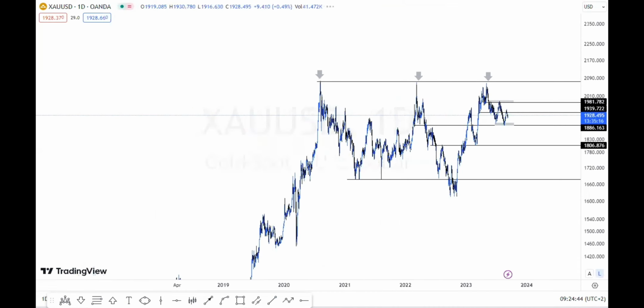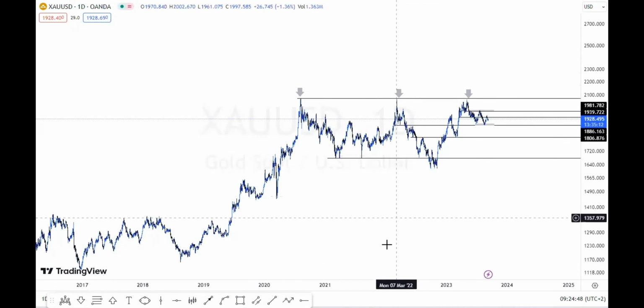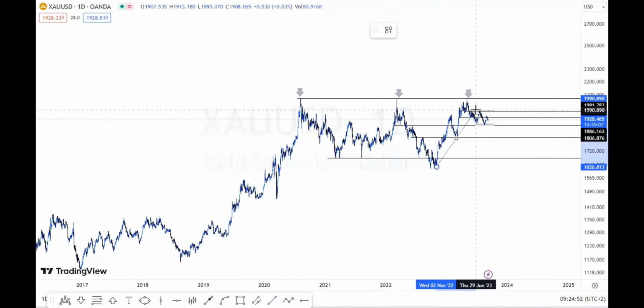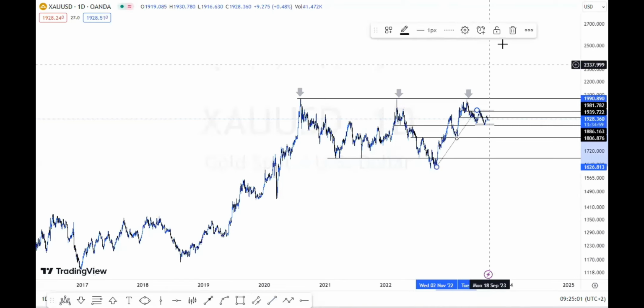On the daily, as we can see, gold as well, we've established that it broke out of the uptrend line. It broke out and dropped, but then the drop was not as significant as we thought it would be.